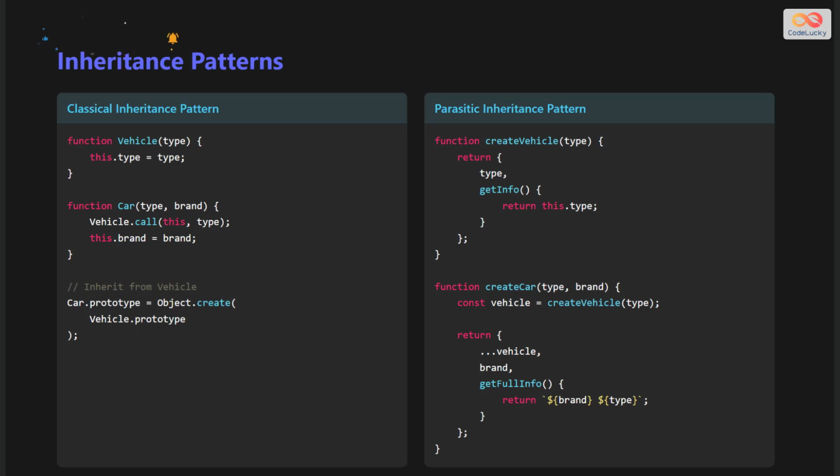In the second example, a function called createVehicle is defined with property type. Another function called createCar is defined which calls the createVehicle function. Then it returns a new object by adding brand property and getFullInfo method.